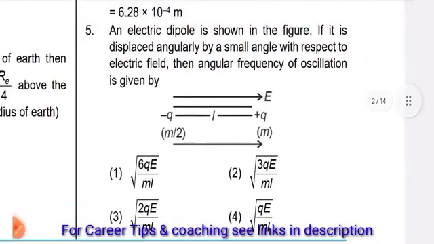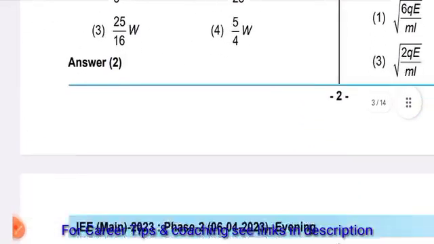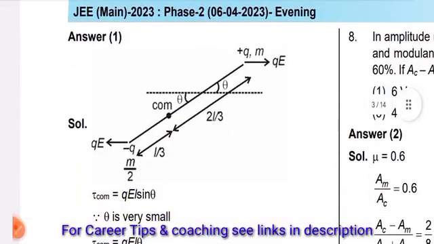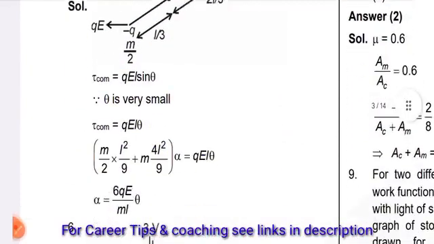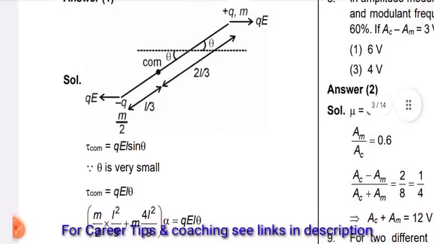The next question is the fifth question. If you see, there is a dipole given. If it is displaced angularly by a small angle with respect to the electric field, then the angular frequency of the oscillations is given by, so you have a dipole whose length is L and it is under the electric field, and they have the masses M and M upon 2. You need to find the angular frequency. For this, the solution is here where you get the answer is 1. You can see the solution clearly.